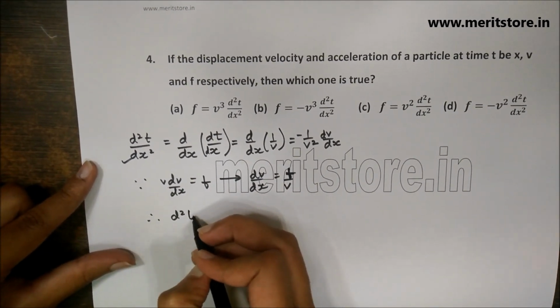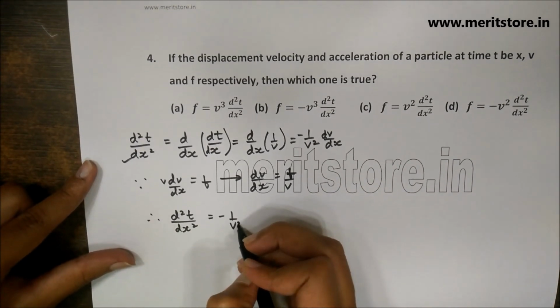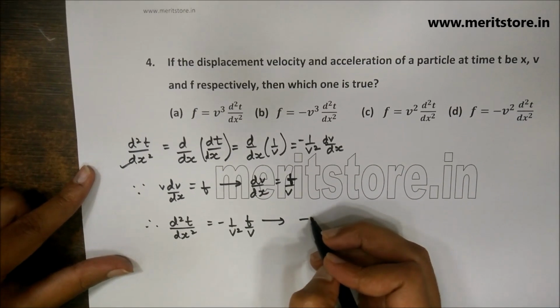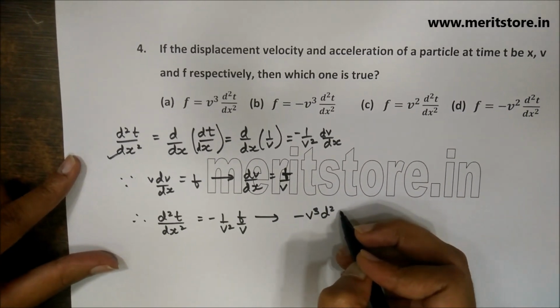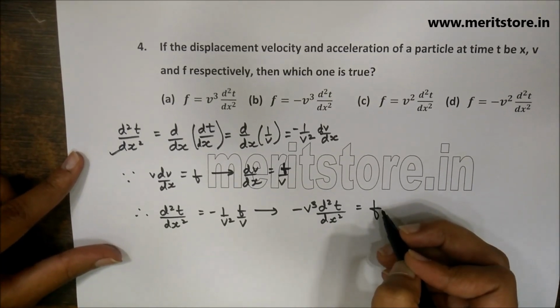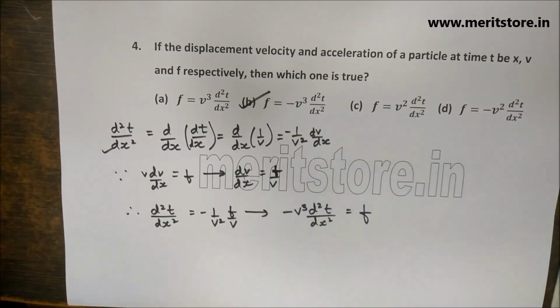Therefore, d square t upon dx square is equal to minus v square f upon v, which gives minus v cube d square t upon dx square equal to f. So option B is the correct option.